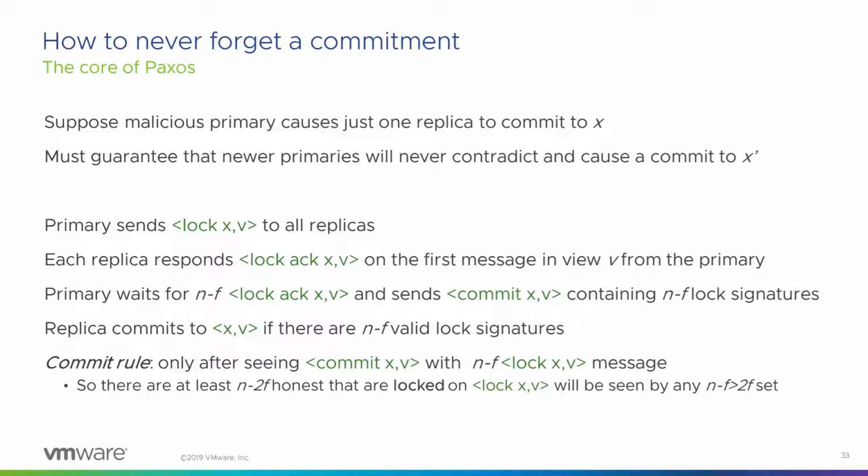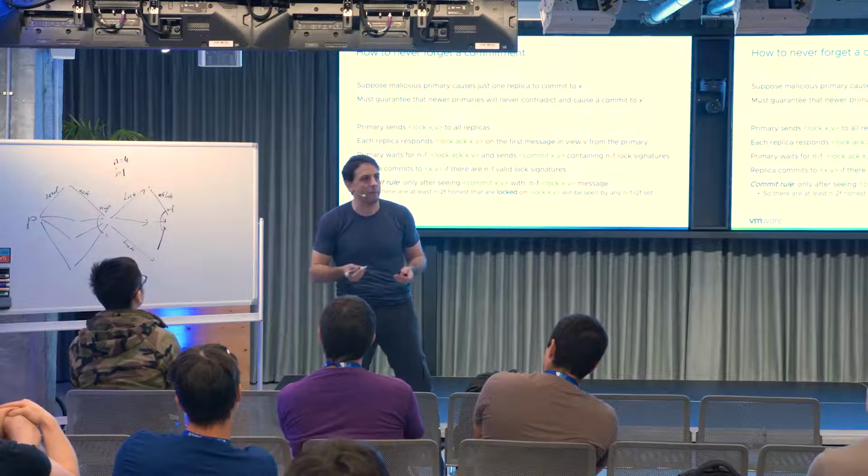So what the protocol does is the primary sends a lock to everybody. And if you get a lock, you sign that message, and you send it back to the primary. So you send an acknowledgement for the lock. This is ACK lock. And at this point, the primary again waits for n-f. Why are we waiting only for n-f and not for everybody, by the way?